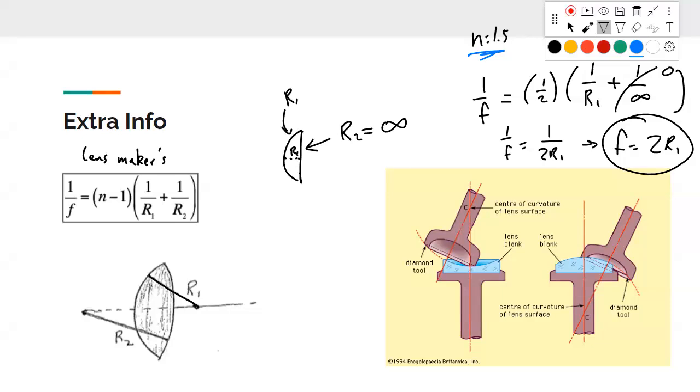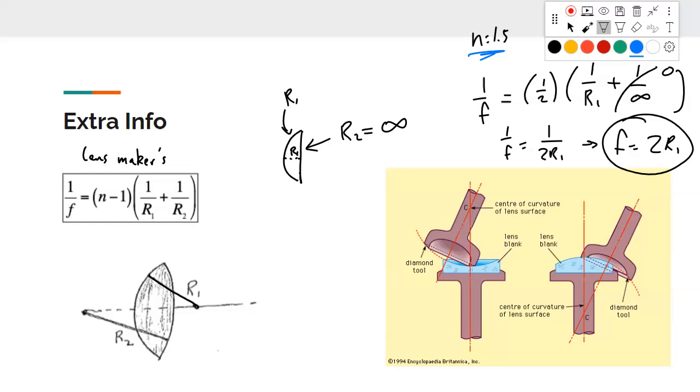So yep, a lot of lenses actually have only one side curved because it's easier to make them. Then I just wanted to show you how you would actually make this. I grabbed this Encyclopedia Britannica picture: basically you glue a piece of glass to a flat surface, and then you use these tools that swing like a piece of sandpaper on a big circle.